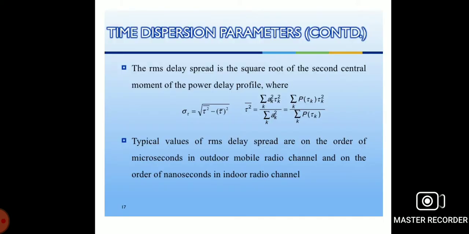Now we can move to the RMS delay spread. As I already said, it is the square root of tau square bar minus tau bar whole square. The typical values of the RMS delay spread are on the order of microseconds in outdoor mobile radio channels and on the order of nanoseconds in indoor radio channels.